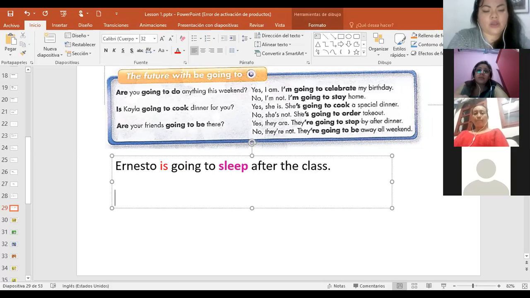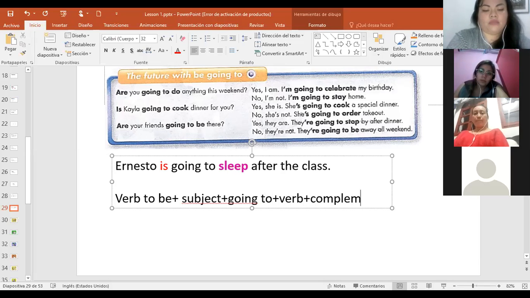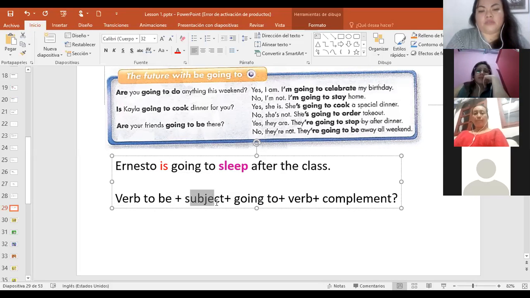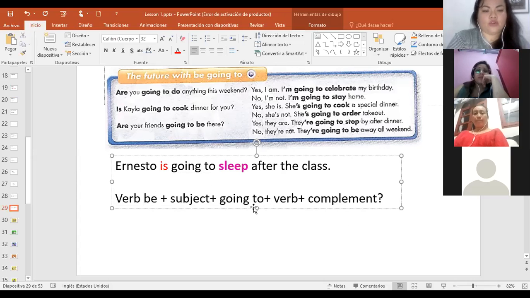We're going to have for the question, verb to be, plus the subject, plus going to, plus the verb, plus the complement, right? And something very, very important is the question mark, right? Si no le ponemos question mark, no es pregunta. Es una oración mal hecha. O sea que vamos a poner el verbo to be antes del nombre. Solo el verbo to be. Right? Entonces tenemos verb be plus subject plus going to plus verb plus complement.